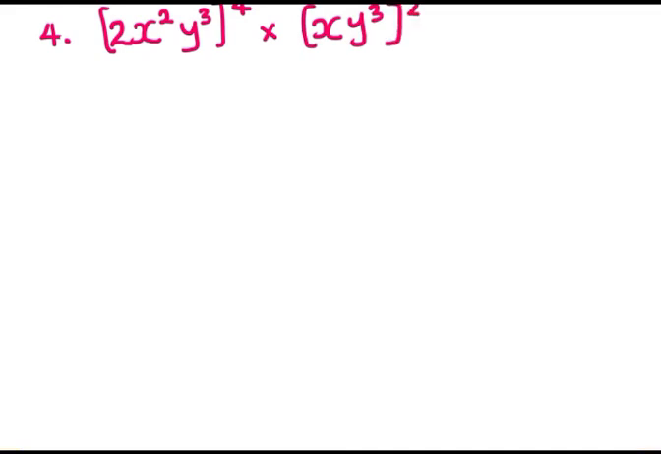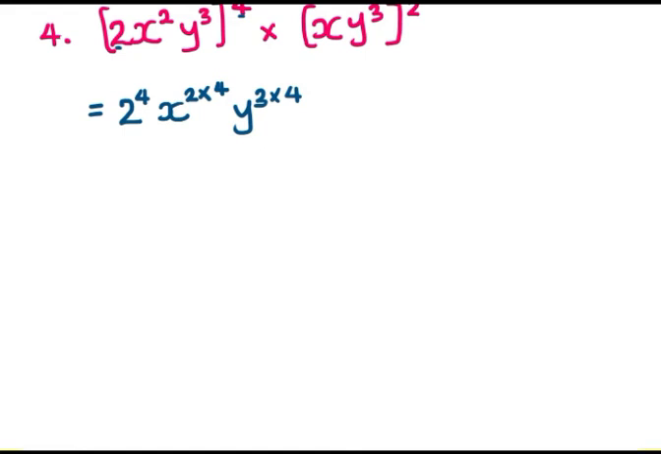And we get 2x squared y cubed, into the power of 4, times x y cubed, into the power of 2. Okay, so we have got to be very careful as we go slowly and step by step. So we will get 2 to the power of 4. Then we have x squared times 4. Then we have y cubed times 4. That is our first part.